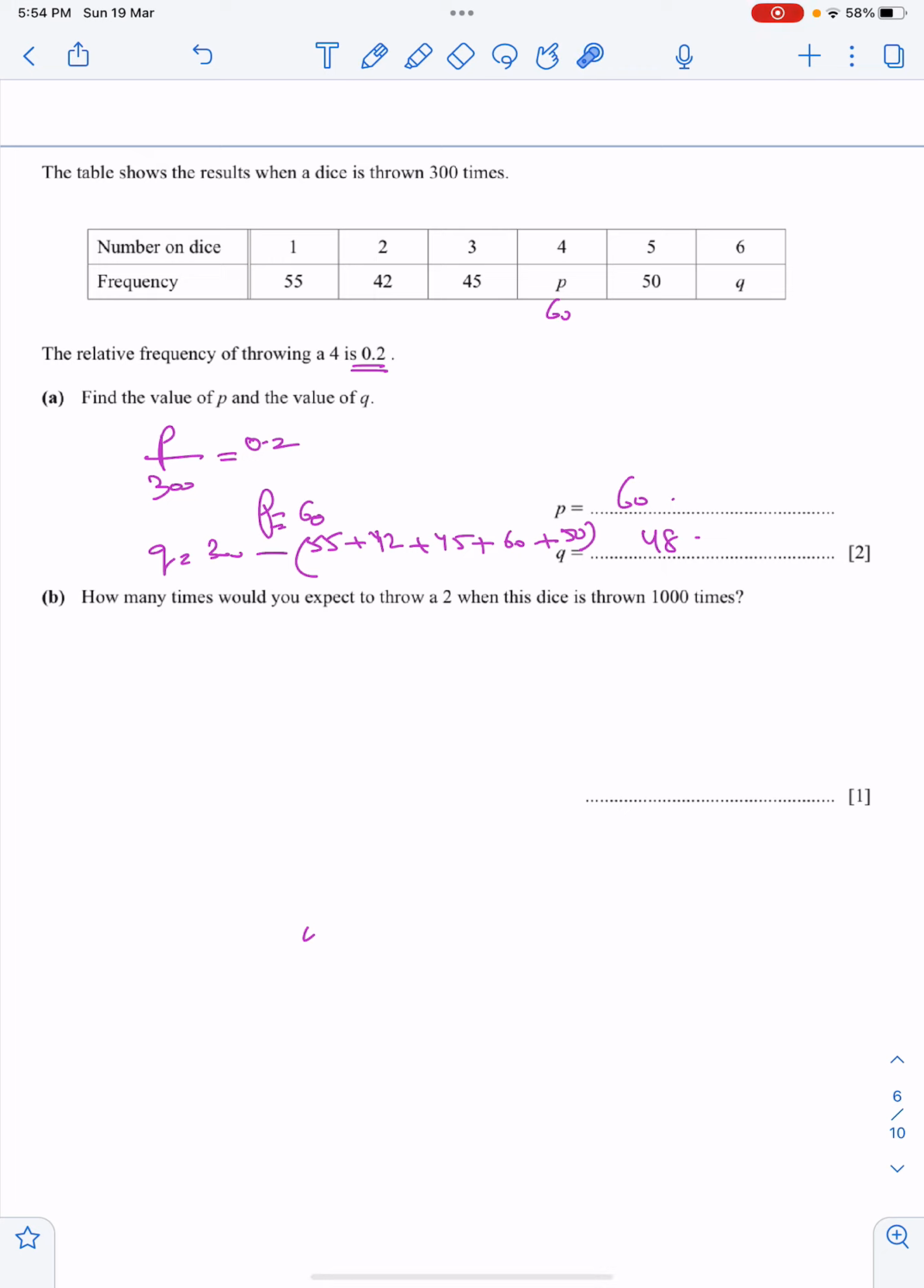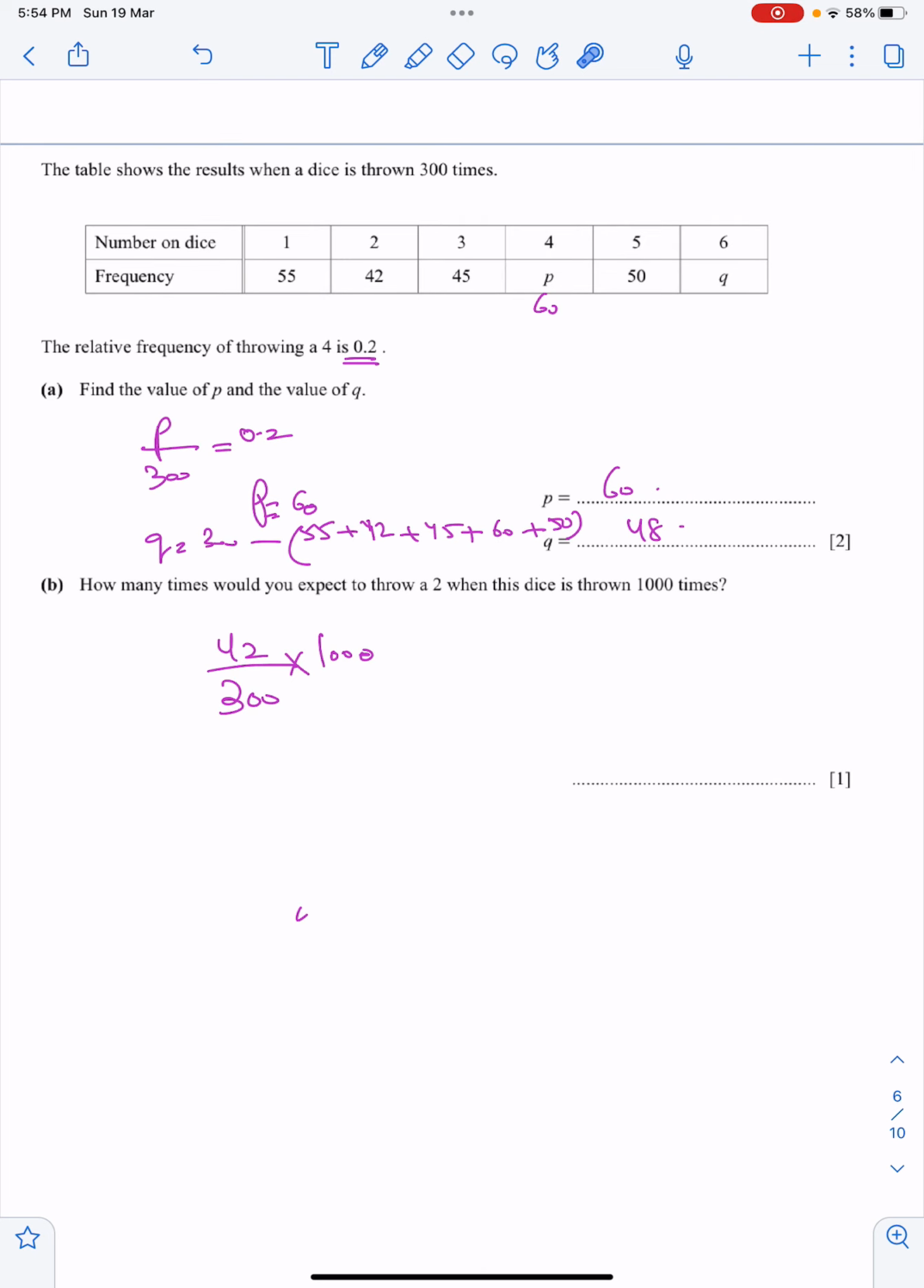Frequency of 2 is 42. So get the relative frequency, which is 42 upon 300, multiplied by 1000. If you multiply the relative frequency by 1000, you will get the number of times a 2 will come. So relative frequency of 2 multiplied by 1000. Let's simplify this. 2 zeros cancel out with 2 zeros. You're left with 3 in the denominator. 42 upon 3 into 10. So 3 1 times, 3 14 times, 140 is the answer.